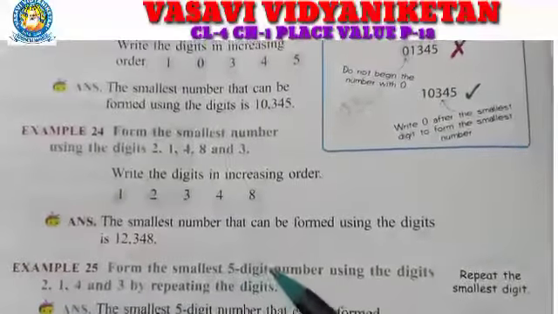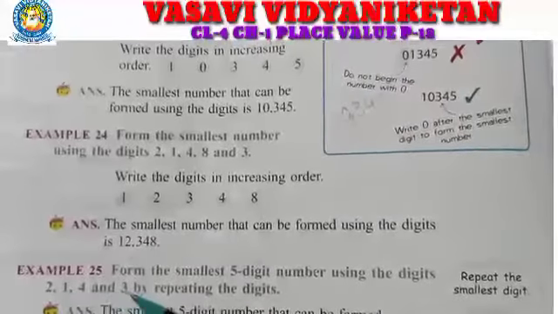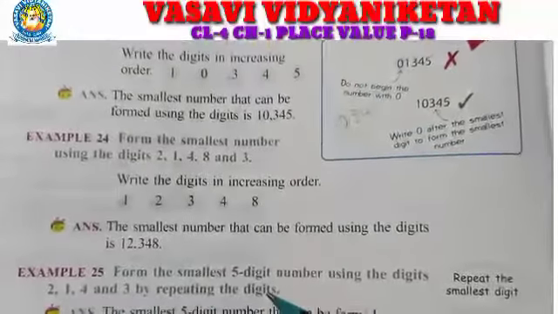Form the smallest 5 digit number using the digits 2, 1, 4 and 3 by repeating the digits.